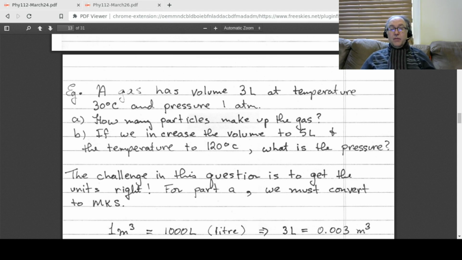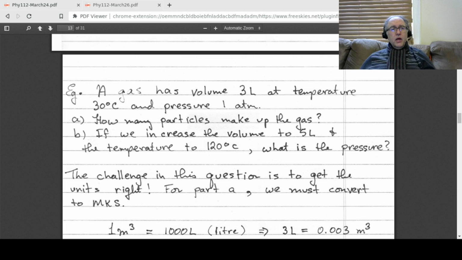A gas has a volume of 3 liters at a temperature of 30 degrees Celsius and a pressure of 1 atmosphere. So I give you a situation. Question A is, how many particles make up this gas? We can actually answer that now. And part B is, if we increase the volume to 5 liters and increase the temperature to 120 degrees Celsius, so not only did we let it expand, but we also heated it up, what's the resulting pressure?